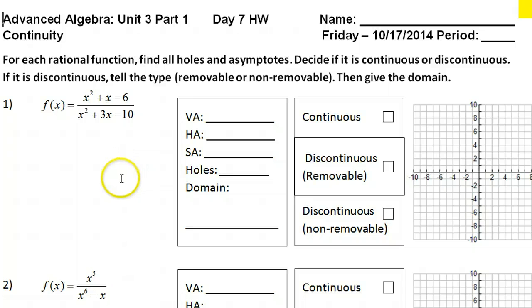Alright, in this lesson we are going to continue our work on graphing rational functions like these, but we're going to include vertical asymptotes, horizontal asymptotes, slant asymptotes, holes, and we're going to talk about whether or not functions are continuous, discontinuous, and whether or not those discontinuities are removable or non-removable. So there's a lot of vocabulary that we're going to cover in addition to graphing the rational functions. So, buckle up.